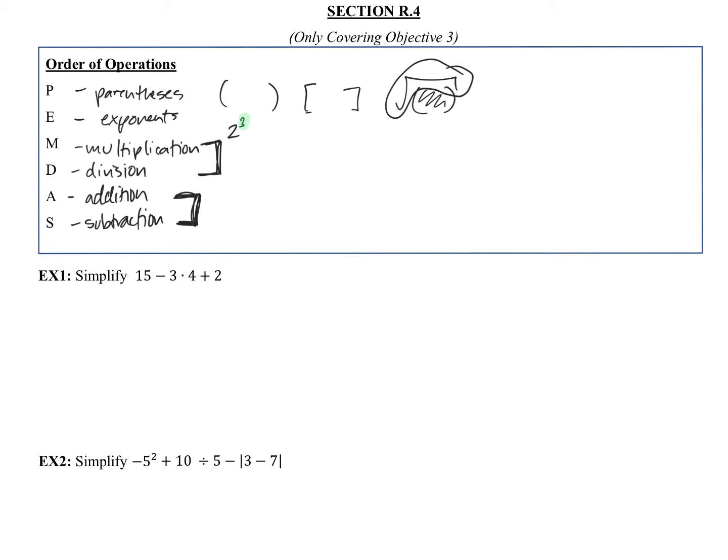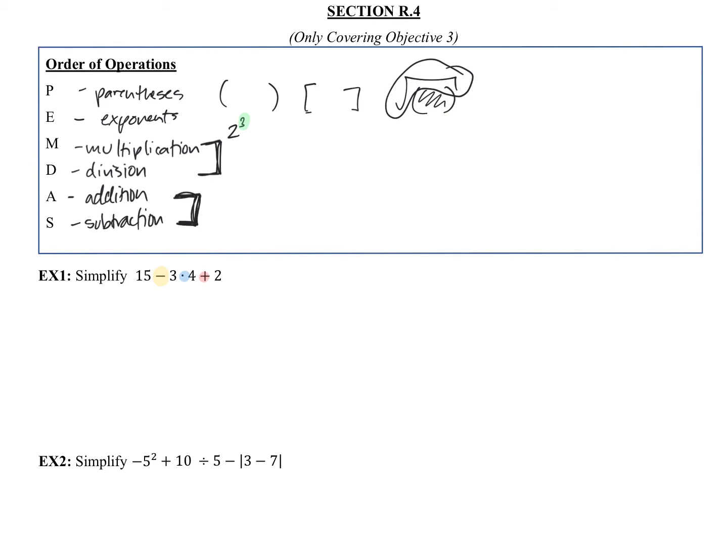Simplify 5 minus 3 times 4 plus 2. Before I start, I always want to identify the different operations I see going on. I've got subtraction. What else do I have? I've got multiplication, and I have addition. So I have 3 operations going on. Let's take a look at our order of operations. Do we have any parentheses? The answer is no. No parentheses.